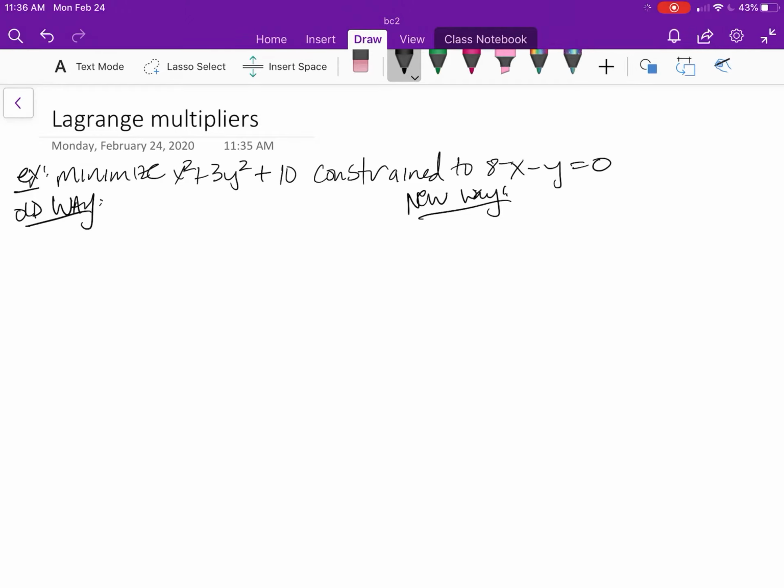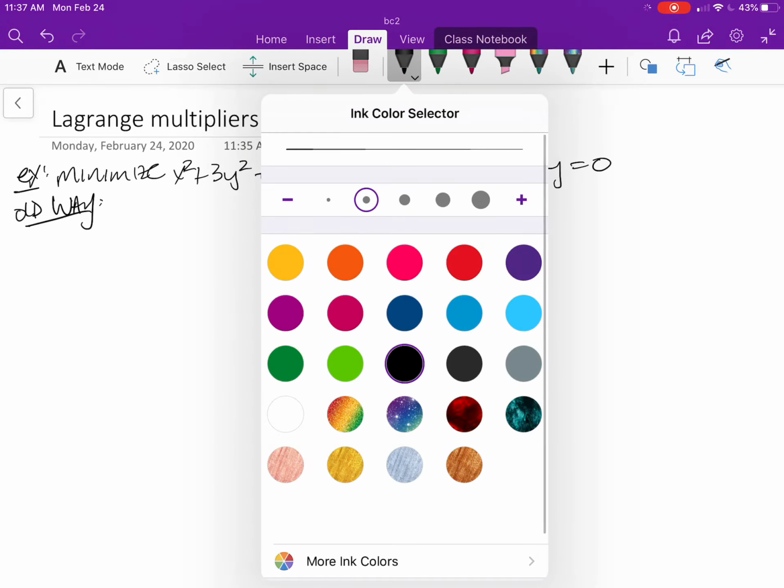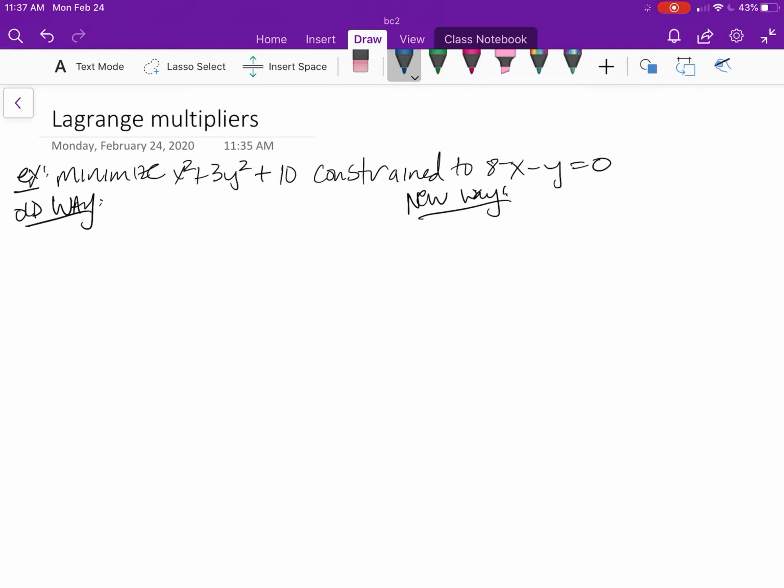Okay, let's look at an optimization problem given some constraints here. So we have x squared plus 3y squared plus 10 constrained to 8 minus x minus y equals 0. In Business Calc 1, we solve these by using this constraint to substitute into this objective function. They usually called it Q, the objective function.